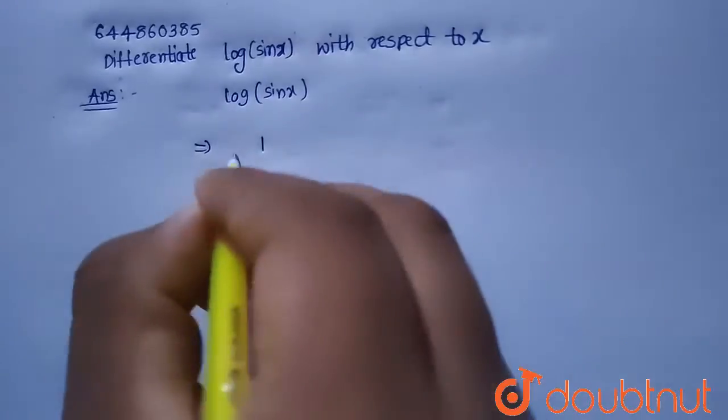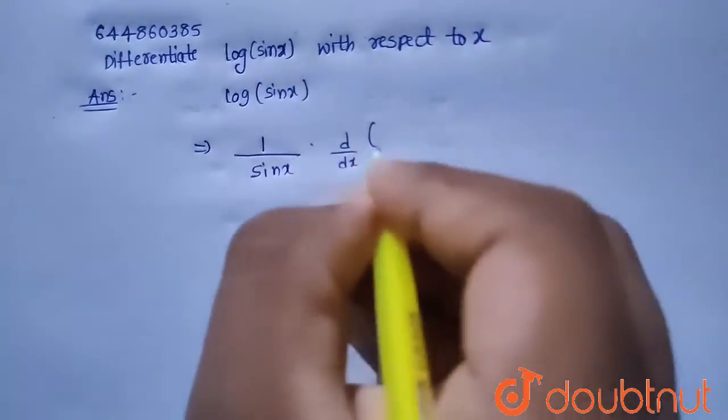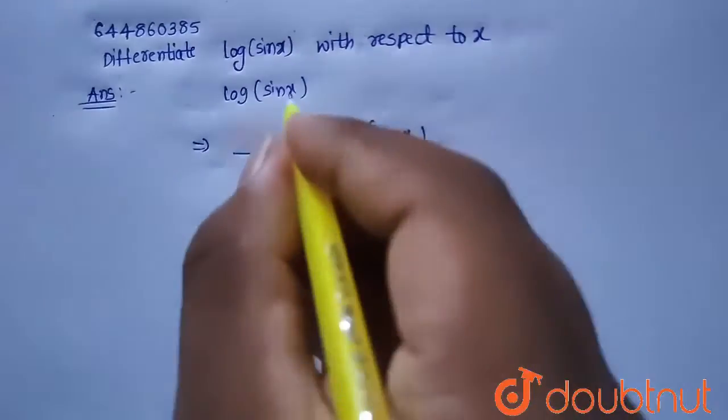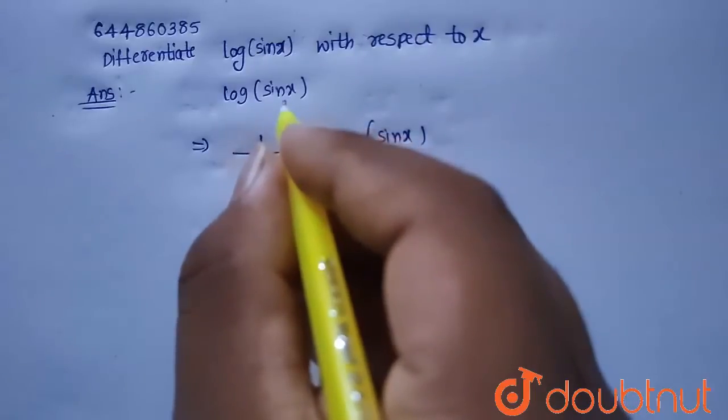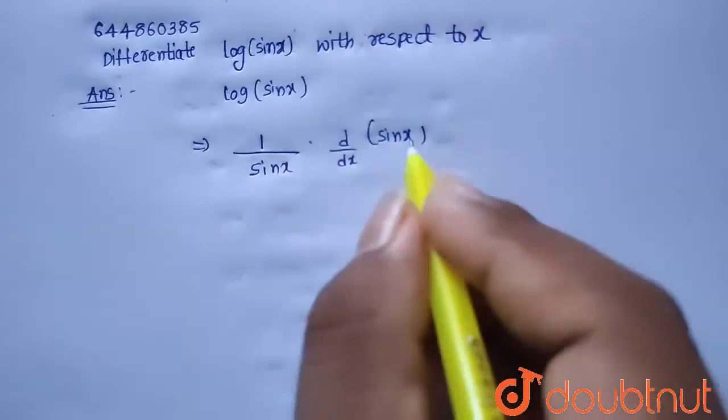So that will be equal to 1 by sin x multiplied by d by dx of sin x, because we know the derivative of log x is nothing but 1 by x. But the inner term under the log is a function of x, so I have to apply the derivative for that also. So I am multiplying with d by dx of sin x.